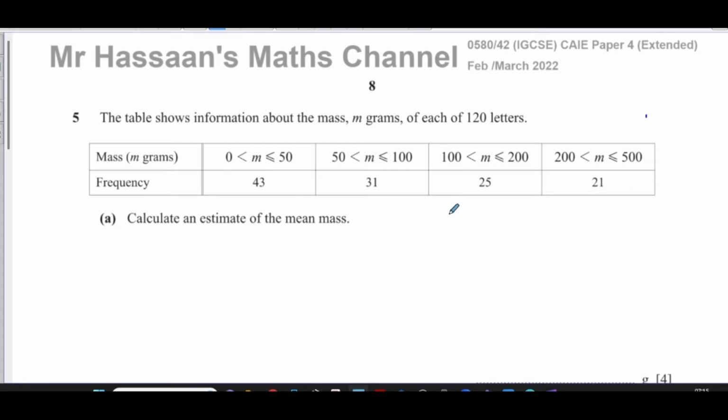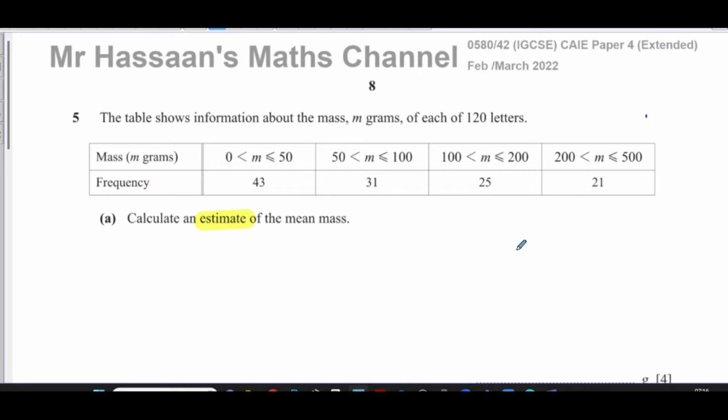Now, you have 43 of those letters between 0 and 50 grams, 30 of them between 50 and 100 grams, 25 between 100 and 200 grams, and 21 of them between 200 and 500 grams. They're asking us to calculate an estimate of the mean mass of these letters.